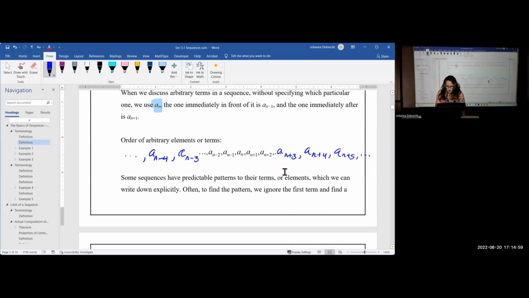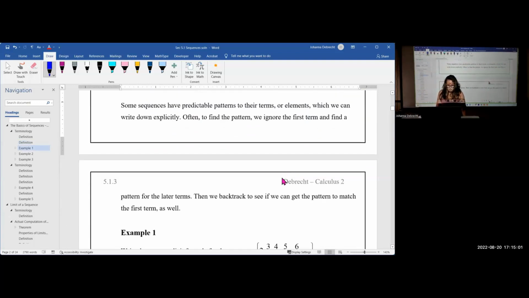Often when we're doing this, we do ignore the first term like we did in one of the ones up above and find a pattern for the later terms. Then we backtrack to make sure that the pattern does match for the first term as well. If it doesn't match for the first term, it's not the right pattern. So let's take a look now at example 1.